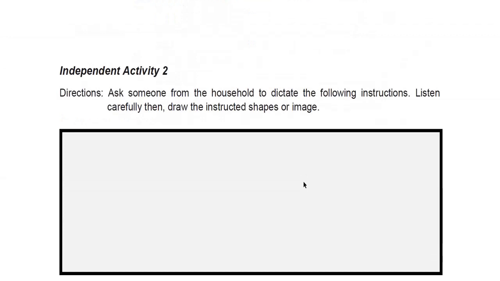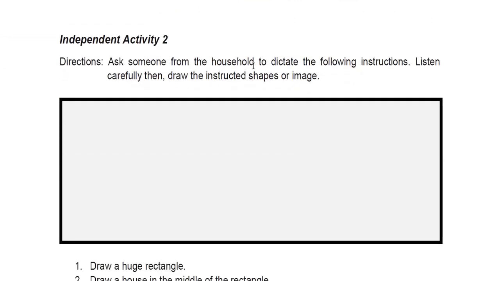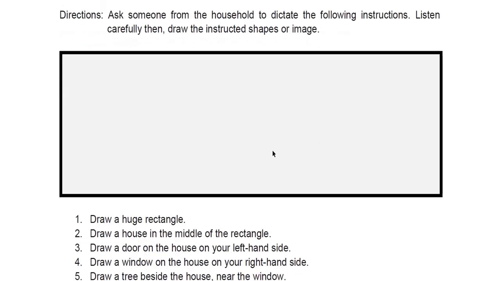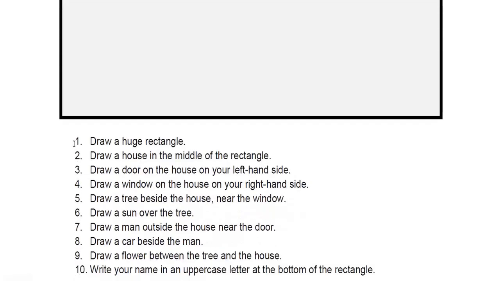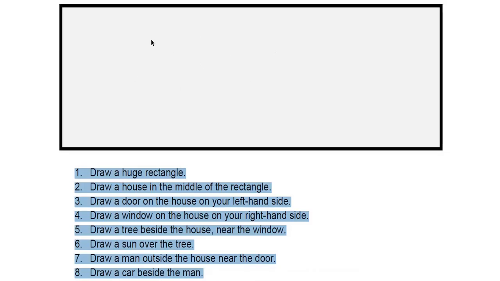Next, we have here independent activity number 2. Ask someone from the household to dictate the following instructions. Listen carefully, then draw the instructed shape or image. So, you will ask maybe your father or your mother to read this one, and while listening to them, you will draw what you hear in this particular box. Okay?